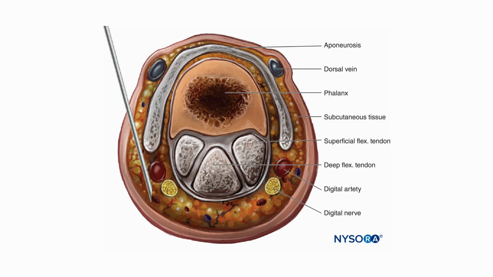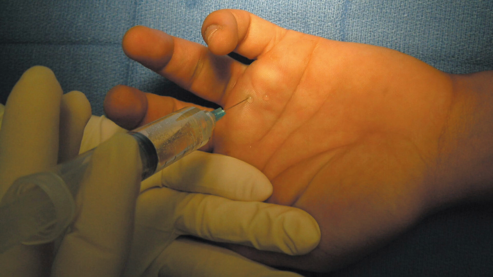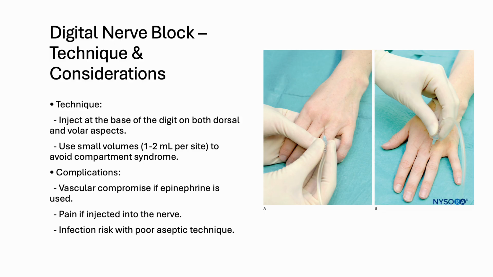So you can see here, here's the digital nerve that serves each side of the finger, and I'll just inject on both sides there, like so. All right. So we're going to inject at the base of the digit on both the dorsal and volar aspects. We use small volumes, 1 to 2 mLs per site, to avoid compartment syndrome. We want to be very careful to not use epinephrine or use very small amounts to prevent vascular compromise. Okay. Patient will experience pain if it's injected into the nerve, and then there is an infection risk with poor aseptic technique.